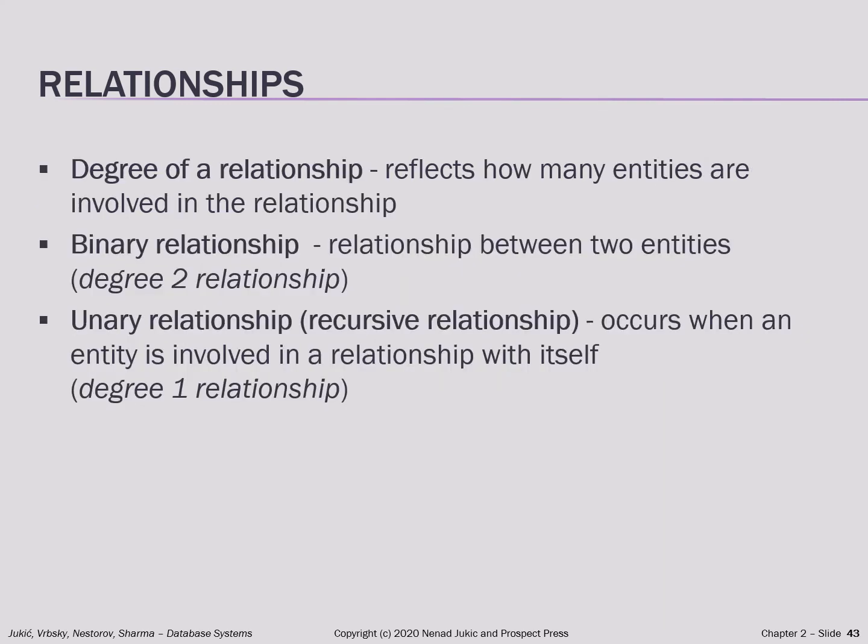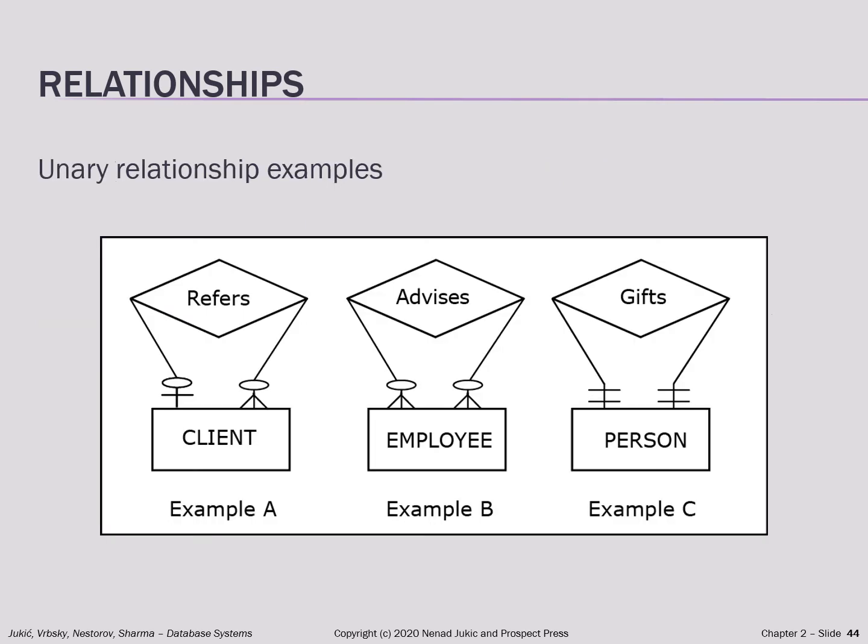Degree of relationship refers to how many entities are involved in the relationship. By far the most common relationship in ER diagrams is the binary relationship between two entities, also known as degree 2 relationship. However, there are other types, such as unary relationship, where only one entity is involved, etc. Now let's look at some unary relationships. Here we have 3 examples of unary relationships: one-to-many unary relationship, many-to-many, and one-to-one.